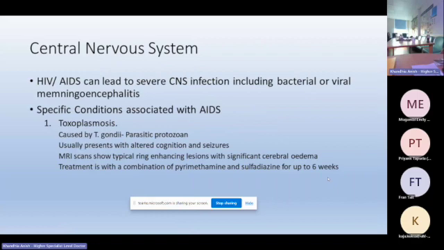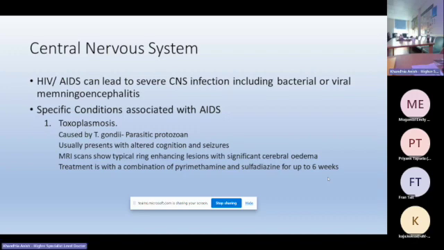Another reason why patients with HIV and AIDS present to ICU is through CNS infection. Again, these are standard things like meningitis from our standard pathogens, but there are specific conditions which are associated with AIDS itself.